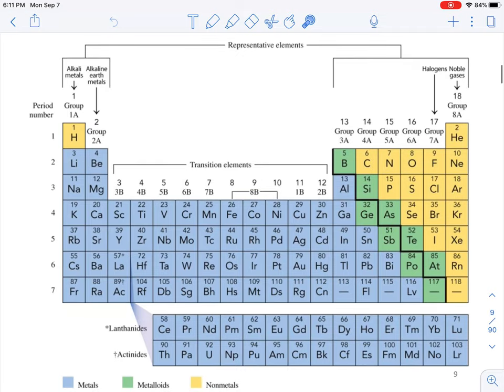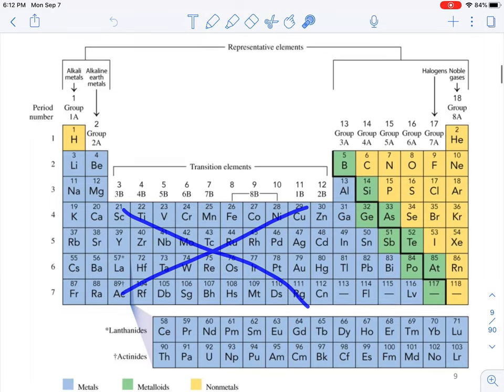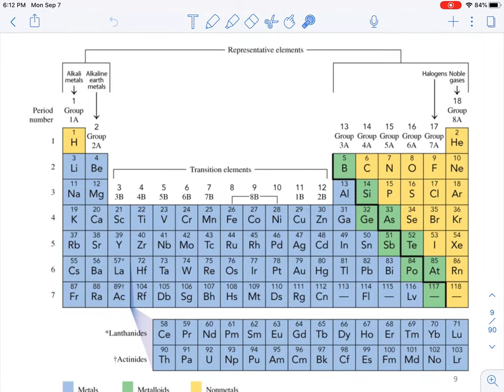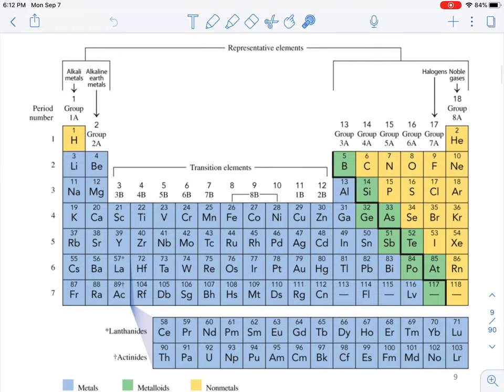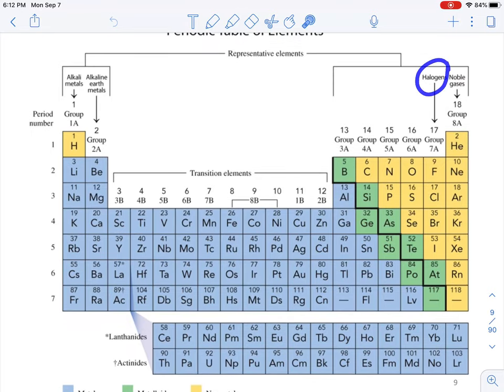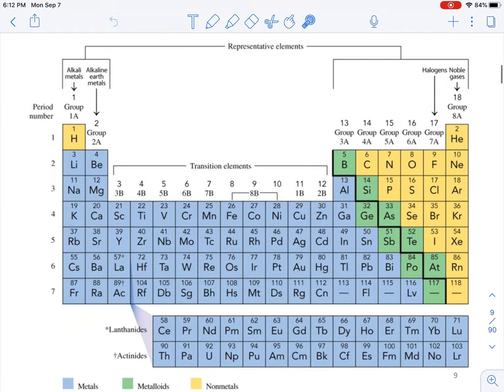So we're going to go ahead and skip the transition elements in terms of the special names of the groups. There's actually two more names that you need to be aware of. It's basically the last two columns in the periodic table, the halogens and the noble gases. The halogens is group 7A, which is going to be fluorine, chlorine, bromine, iodine, and astatine.